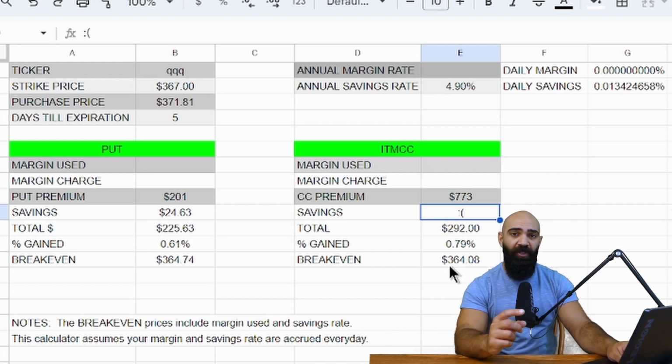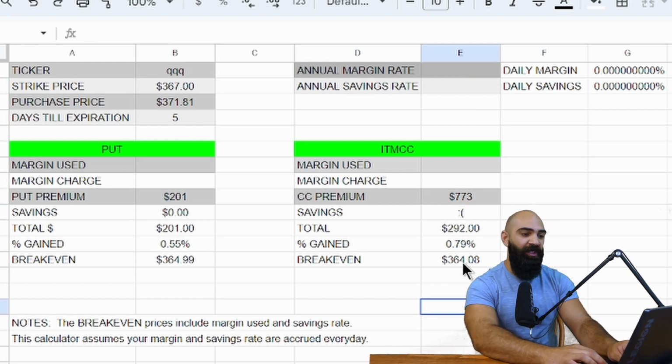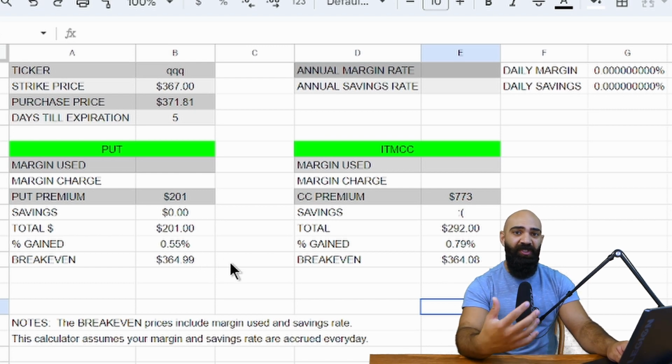But we got to keep in mind this is with a normal taxable brokerage account. This is not like a Roth IRA or a traditional IRA. Those you might not accrue savings. So if we take out the savings, if you wanted this, the in-the-money covered call completely smashes selling a put. So it would make more sense in this scenario to do the in-the-money covered call.